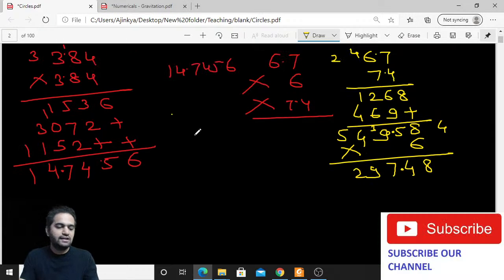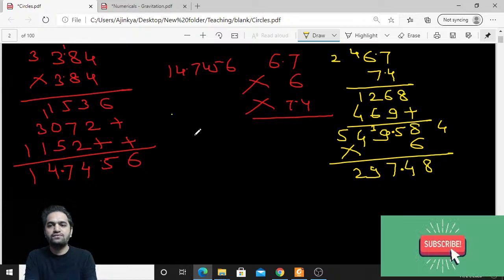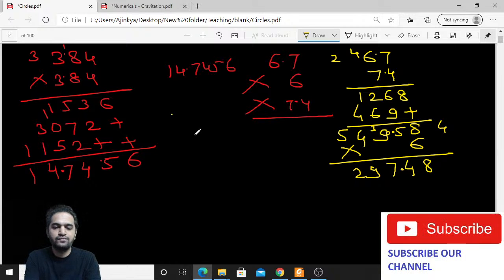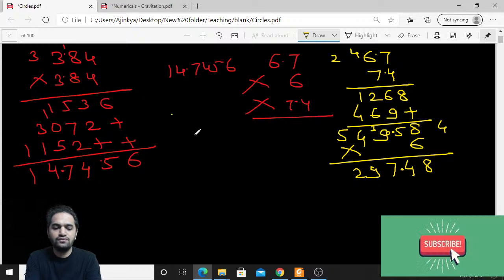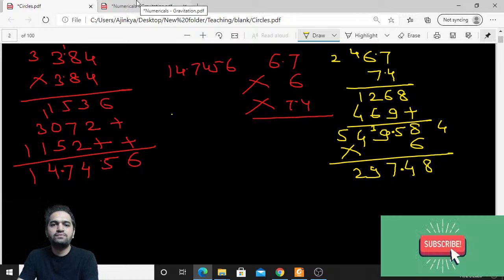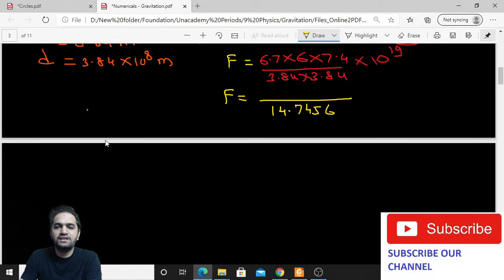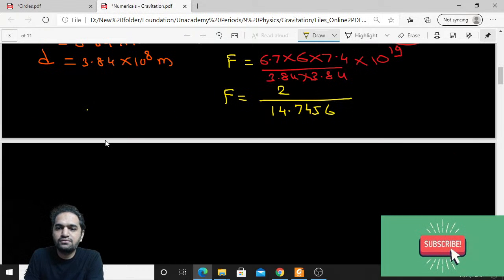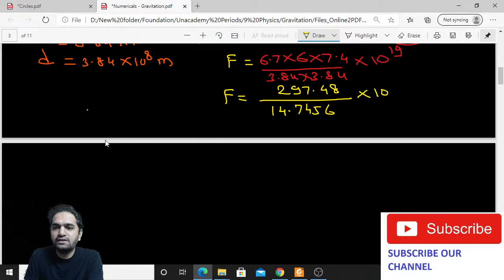Kindly check your calculations and let me know in the comment box whether you are getting the same values. Just write it down in the comment section whether you are getting the same values as I am getting. 297.48 to be exact? Yes. So please write it down, 297.48, into 10 to the power 19.